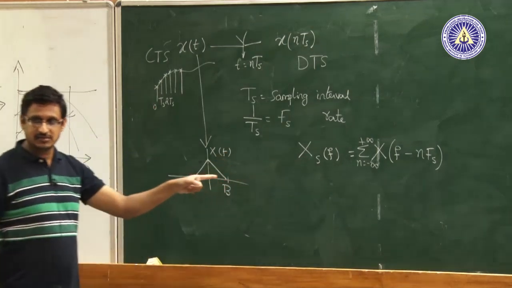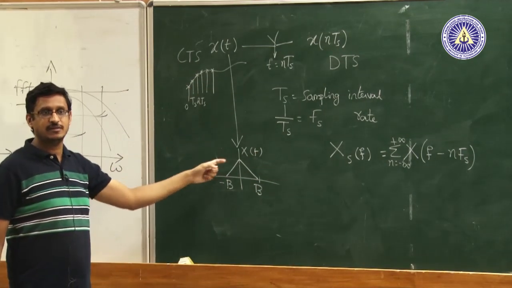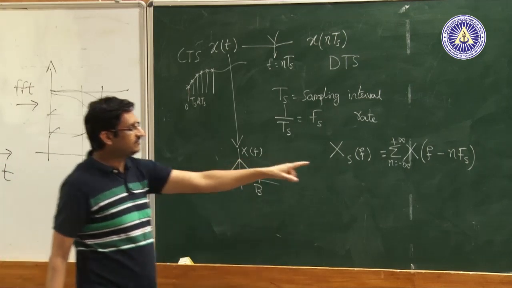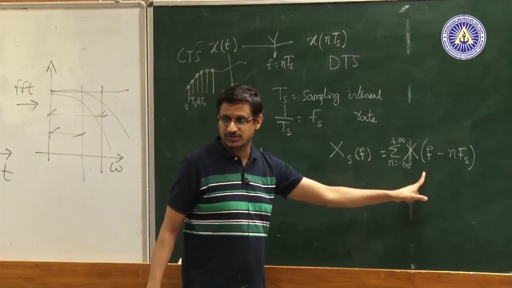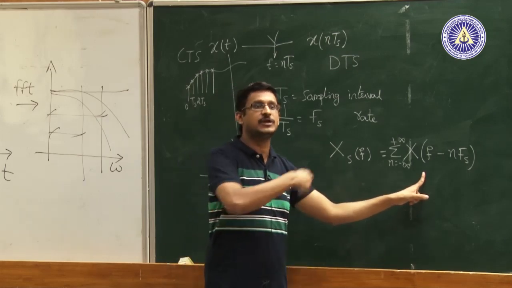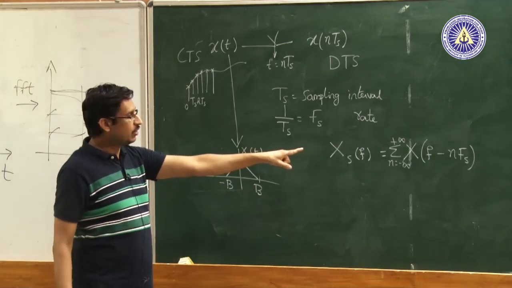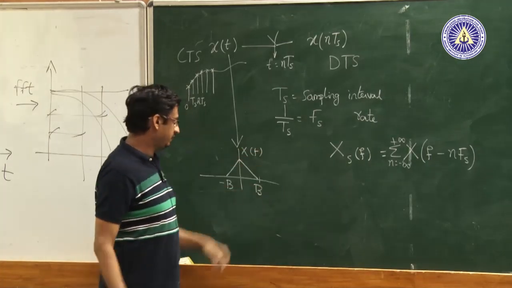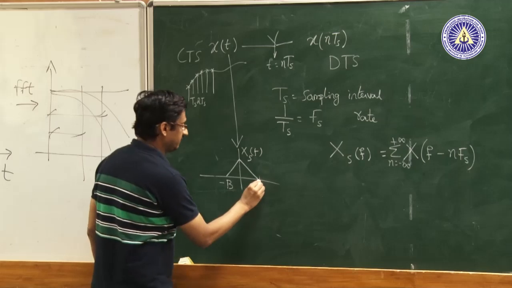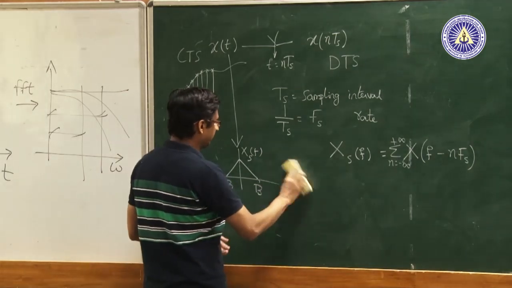What you would have essentially seen is that sampling in the time domain corresponds to periodicity in the frequency domain, because this equation is an equation of a periodic function, except that this function is now in the frequency domain rather than in the time domain. So, if you look at what is happening to Xs of f, Xs of f would look like this.